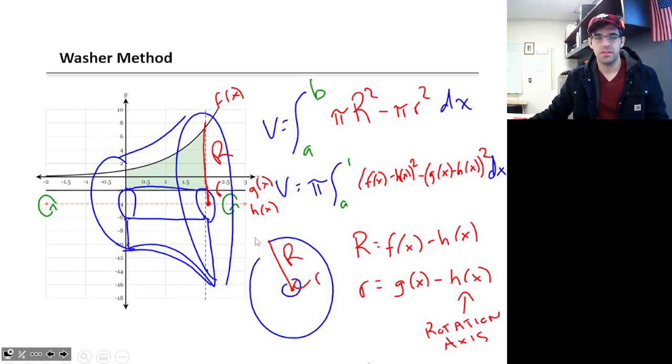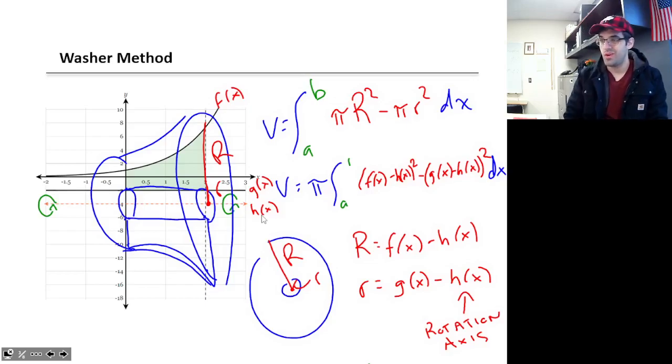To find the volume of this rotated shape with a hole in the center of it, we're basically using the disk method to find the volume of the whole thing, and then the disk method to find the hole in the center of it, and just finding the difference of the two. That's the concept behind the washer method.